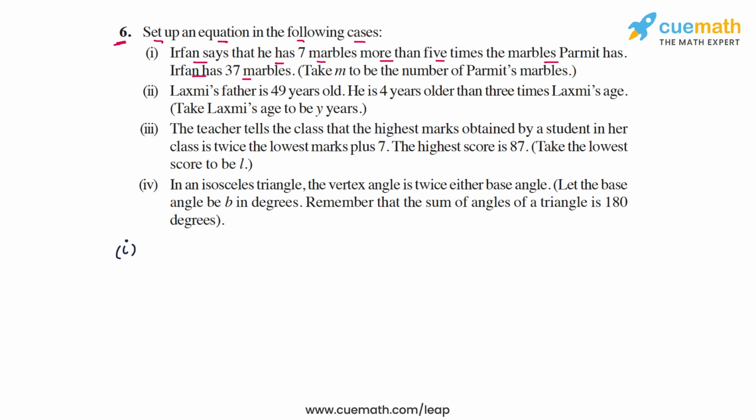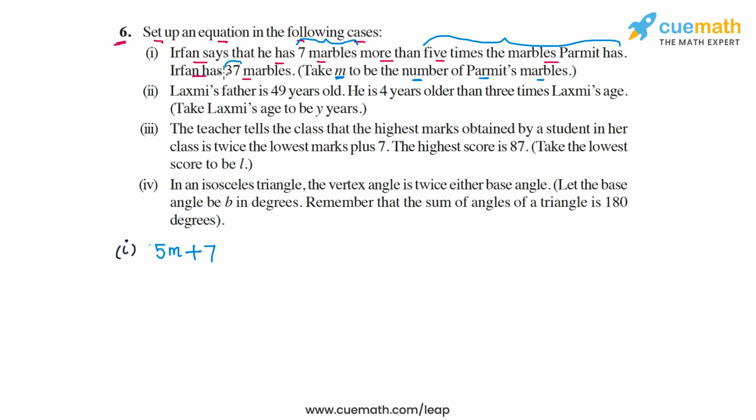So we have to write an equation for this statement, and we are told to take m to be the number of Parmit's marbles. Irfan says that he has 7 marbles more than 5 times the marbles Parmit has. So 5 times the marbles Parmit has is 5m. 7 more than this is plus 7. So 5m plus 7 is the number of marbles Irfan should have.